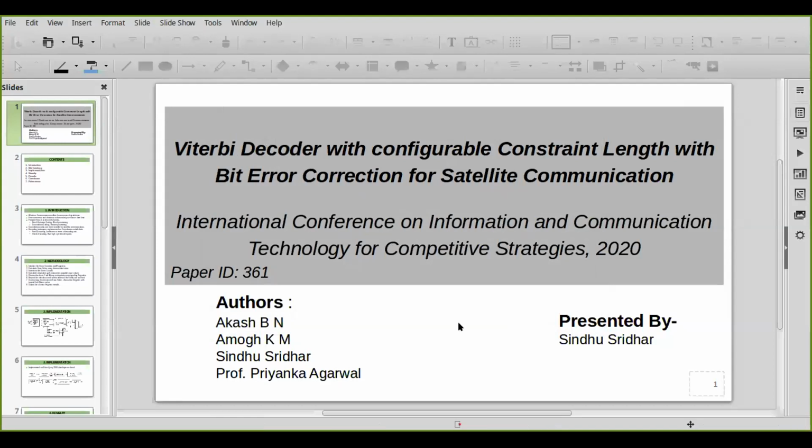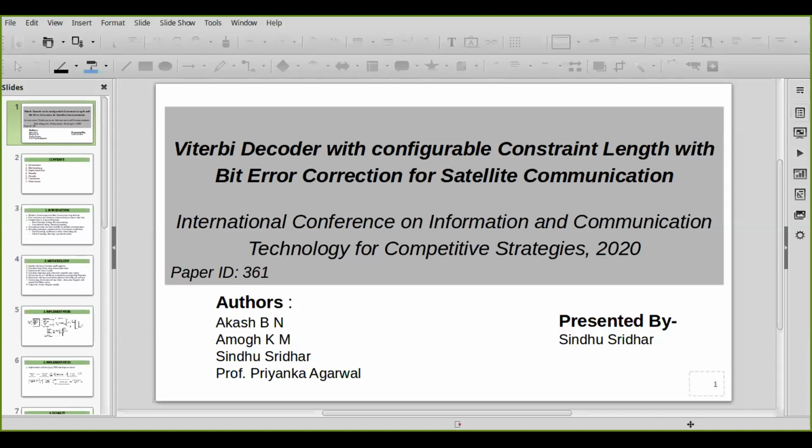Good morning to one and all present. I'm Sindhu, and I'm one of the co-authors of the paper titled Viterbi Decoder with Configurable Constraint Length with Bit Error Correction for Satellite Communication. My co-authors are Akash BN, who's also present in the conference, Amo KM, and Professor Priyanka Agarwal. We all belong to PES University, and we are very lucky to be given this opportunity to present the paper at this conference.